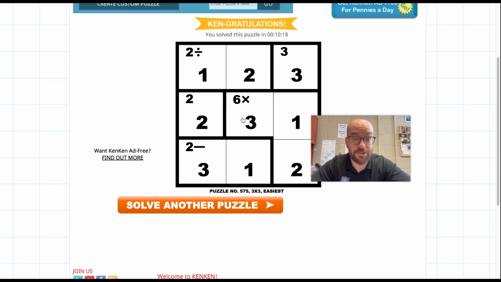There we go. Congratulations. I've solved this Calcudoku, also known as a Ken puzzle. So that's how you solve one of those. Like I said, that's a 3x3, kind of an easier one. They get harder. So have fun solving some Calcudoku puzzles.